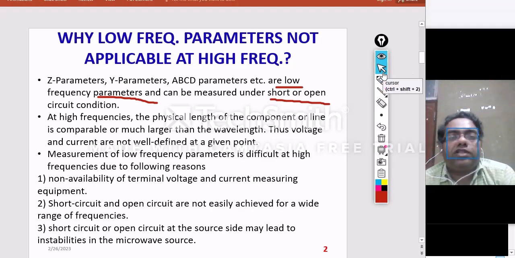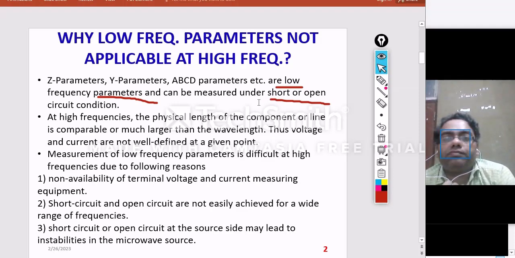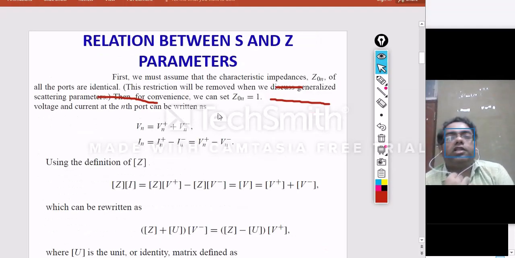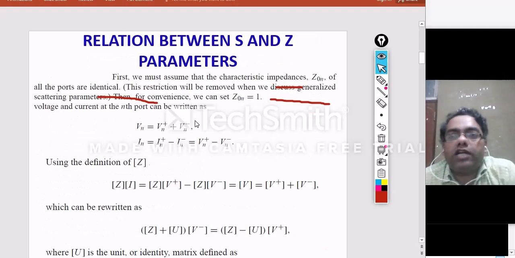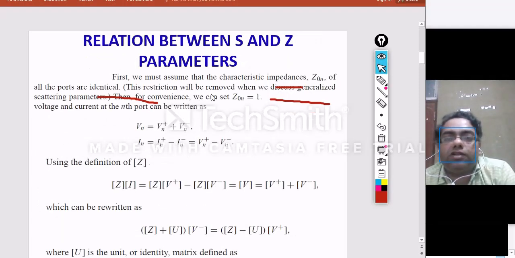So after seeing this, now let us understand the relation between S and Z parameters. This we may see in the next lecture.